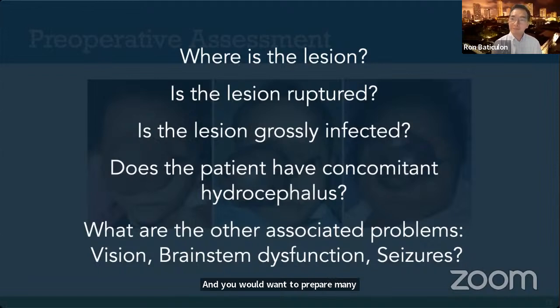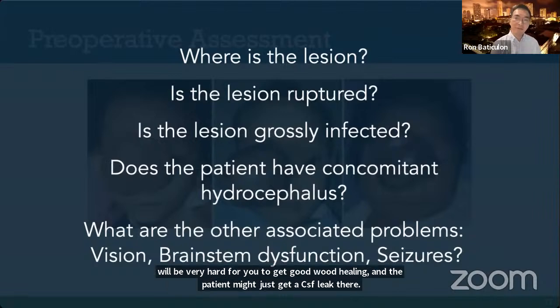Is the lesion grossly infected? I would not want to repair a lesion that's grossly infected without giving some antibiotics first. For example, if it's grossly purulent, you want to gain some control over the infection first. Otherwise, it will be very hard for you to get good wound healing, and the patient might just get a CSF leak later. Does the patient have concomitant hydrocephalus?